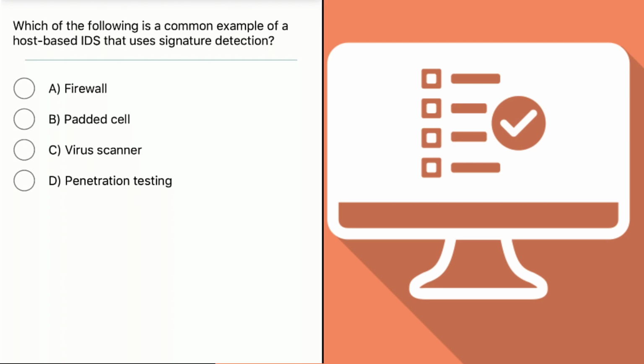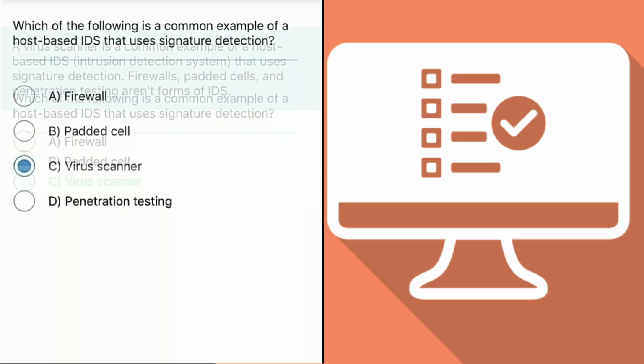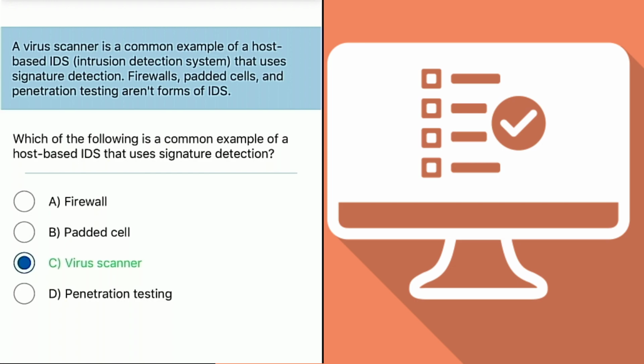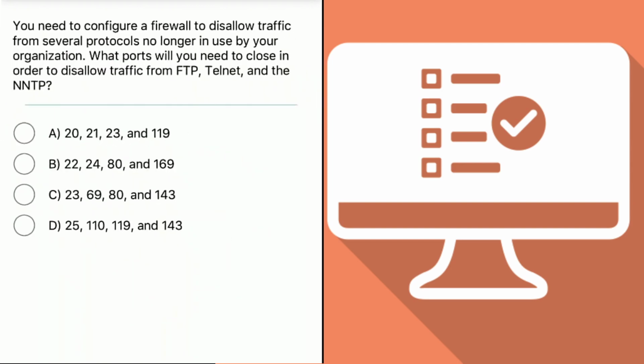Which of the following is a common example of host-based IDS that uses signature detection? A. Firewall, B. Padded cell, C. Virus scanner, D. Penetration testing. Alright, if you choose C, you're correct. A virus scanner is a common example of a host-based intrusion detection system that uses signature detection. Firewalls, padded cells, and penetration testing are not forms of IDS. Alright, let's go to the next question.